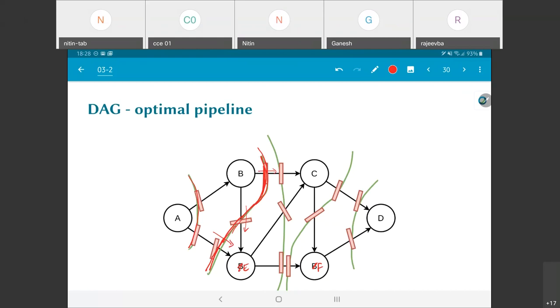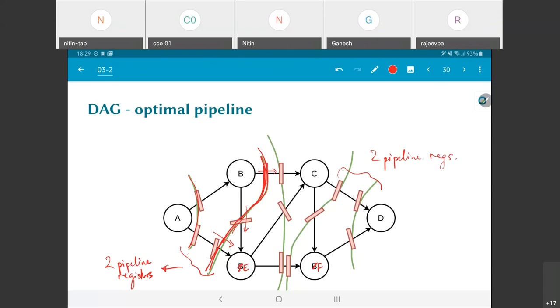Okay. The other thing that you will notice is that as a result of doing this, I end up with two pipeline registers over here. Similarly, two pipeline registers over here and so on, right? So there may be a situation where I need to add more than one delay on a given edge to make sure that the corresponding samples are all getting delayed by the same amount before they reach the final output, okay?